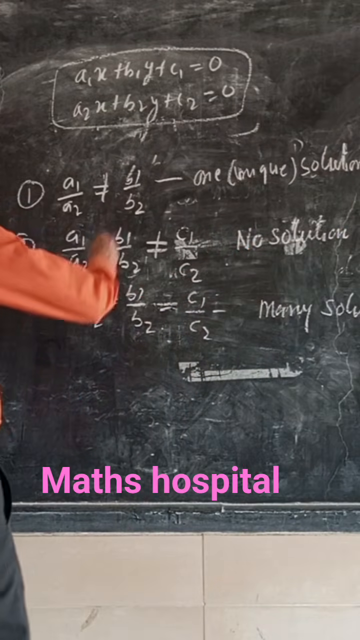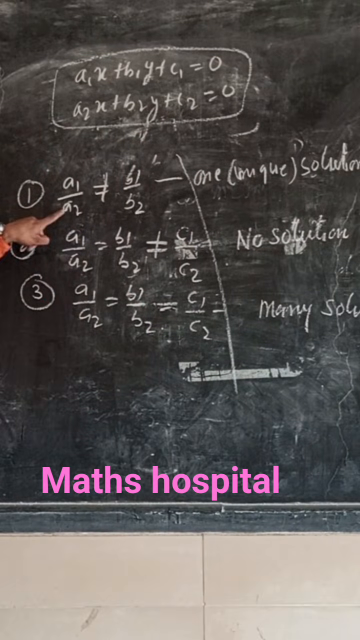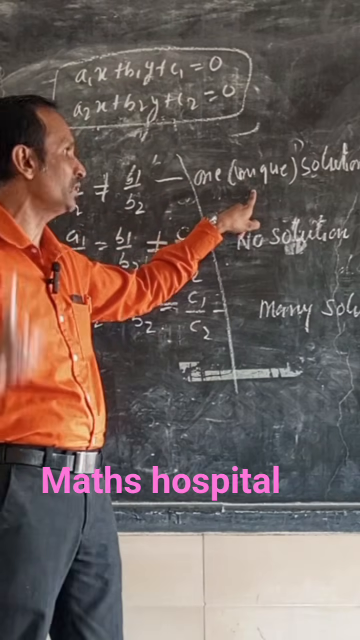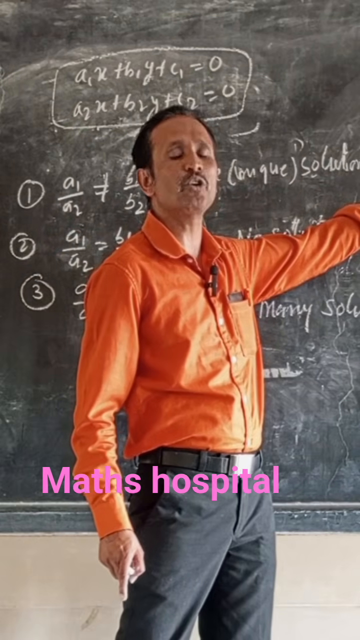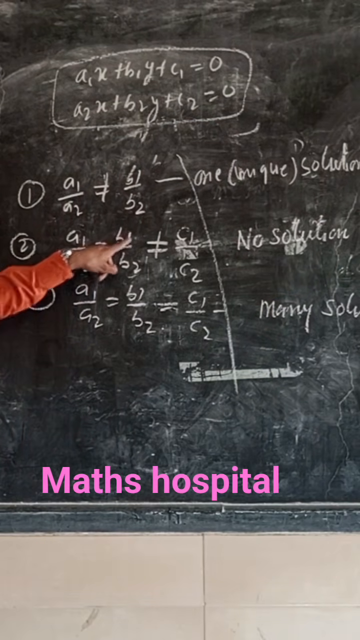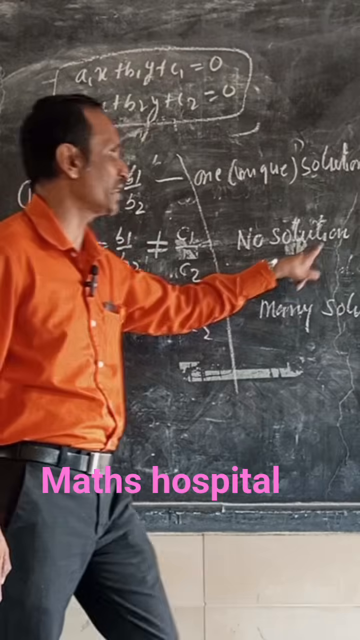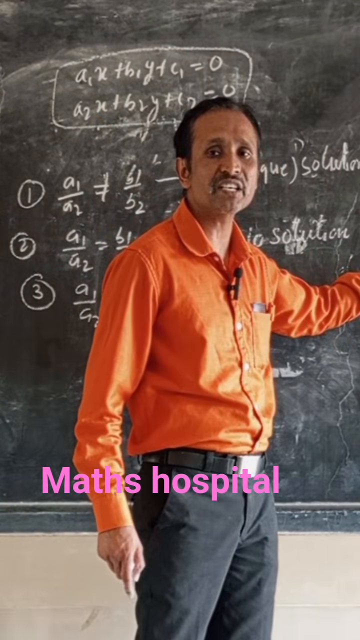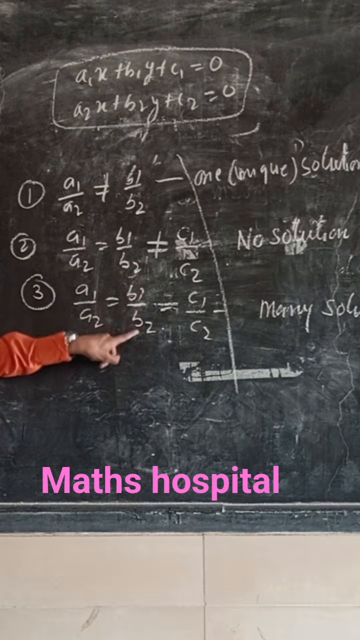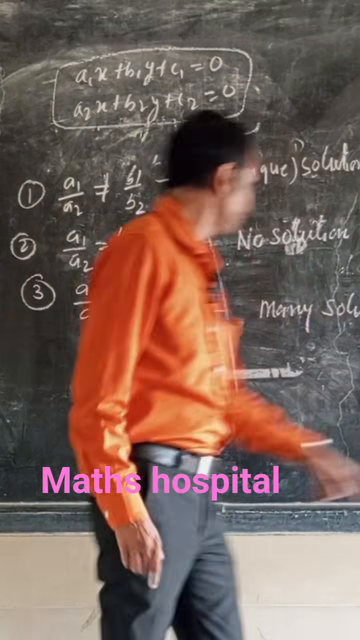So this is the main table that we read here. Again, if A1 by A2 is not equal to B1 by B2, then it has a unique solution, one solution, and the lines will be intersecting lines. Case number 2: A1 by A2 is equal to B1 by B2 is not equal to C1 by C2, then no solution, and the graphical representation is parallel lines. Third case: A1 by A2 is equal to B1 by B2 is equal to C1 by C2, then many solutions and the lines will be coincident.